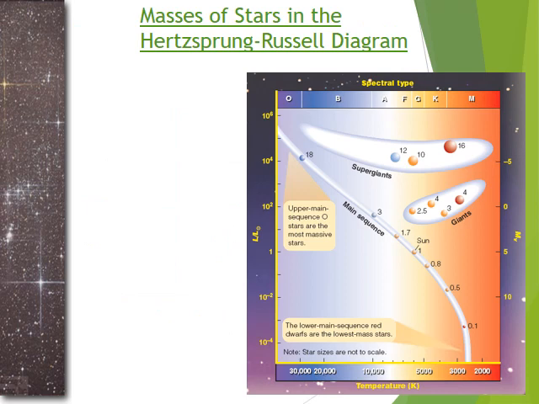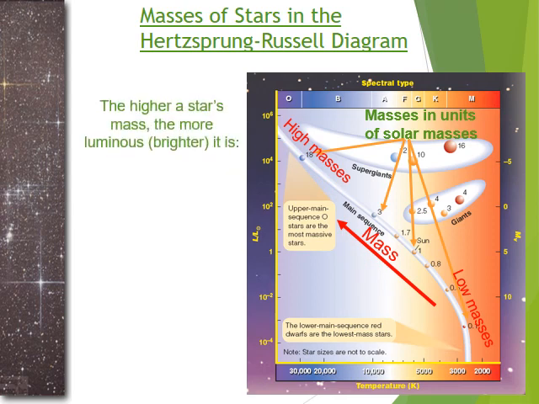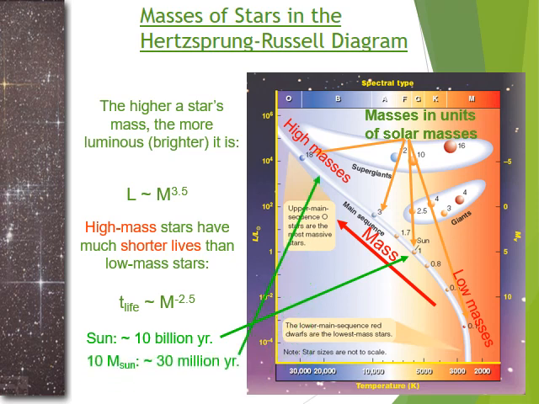Okay, so we just said that the more massive a star is, the more luminous it's going to be. But the more luminous a star is, that means the more energy it's producing. That means it produces that energy somehow, right? And we're going to learn more about how it produces the energy in the next chapter. But it turns out that this does have an impact on the lifetime of a star. So for example, our star, kind of a middle of the road main sequence star, has an expected lifetime of about 10 billion years. And it's been around for about 5 billion years. So it's a middle-aged star.